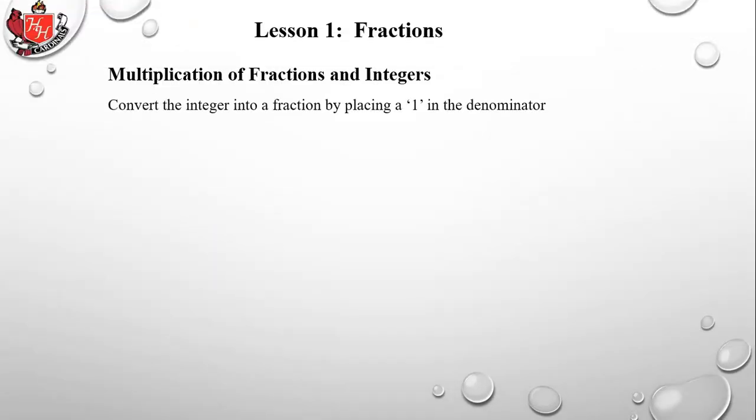Convert to multiply fractions and integers. So convert the integer into a fraction by placing a 1 in the denominator. So here you have 2/3 times 4. You simply make 4 into a fraction by making it 4 over 1. It's the same value, it hasn't changed. So now there's nothing we can cancel here, so it's simply 2 times 4 is 8, 3 times 1 is 3, and that's how you would do that.